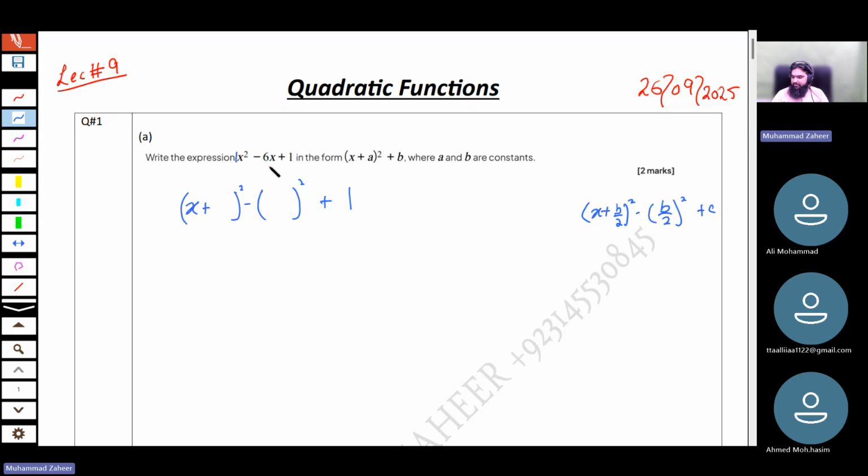So let's write the formula: (x plus b over 2) whole squared minus (b over 2) whole squared plus c, where c is 1. Now we have to find the b over 2 value. We have minus 6, which is the b value. Take half of this, so we get minus 3. Everyone, any question till here?